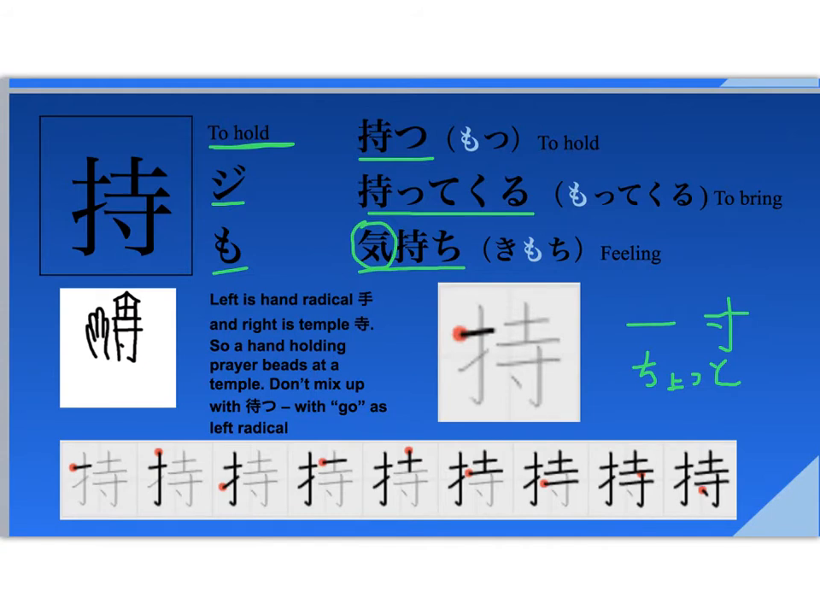The strategy for this one is the left is the hand radical. This is a derivation of the hand radical. And the right is temple. Okay, so it's actually read tera for temple, otera. So think of a hand holding prayer beads at a temple. Don't mix this up with matsu, which has the left-hand radical is this, right? So think of this as to go. Matsu means to stop or to wait, so to not go. And then if you think of motsu as holding something in your hand, you shouldn't get the radicals mixed up.